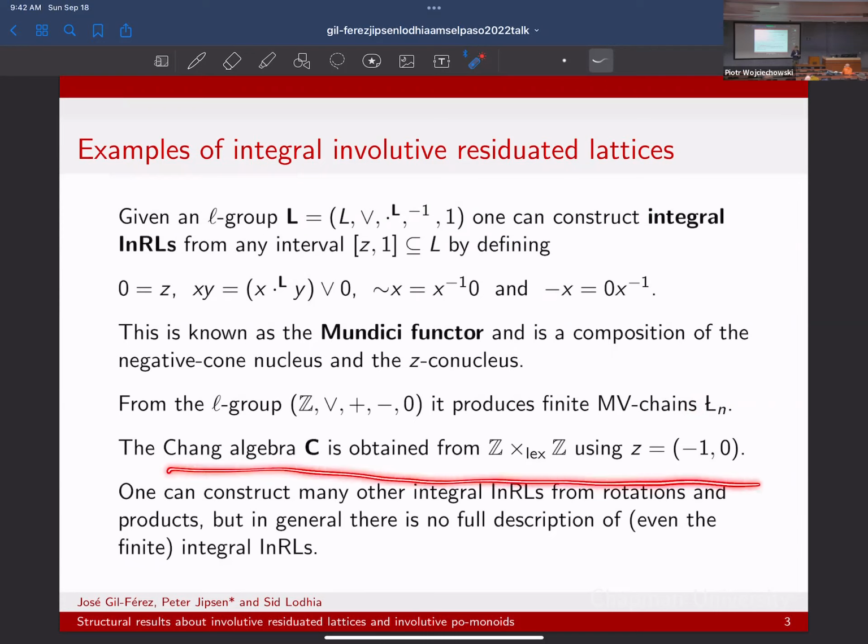And the Chang algebra is something that you would get from a lex product of Z with itself, and then using the element Z from that lex product, as in the next factor down, you pick the identity again. And that algebra in MV algebras has a special name, the Chang algebra, because it has infinitesimals in it. But anyway, it's a very nice infinite algebra. One can construct many other integral involutive residuated lattices from things like rotations and products. Just taking products of integral algebras remains integral. But the problem is there's no full description of all of them.